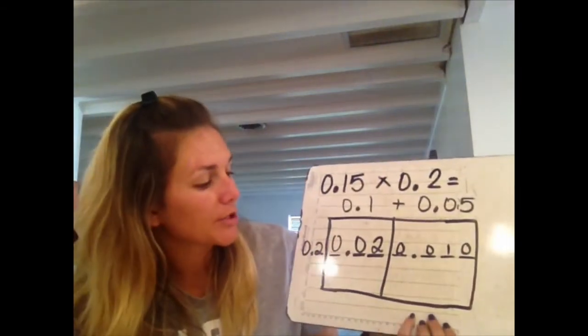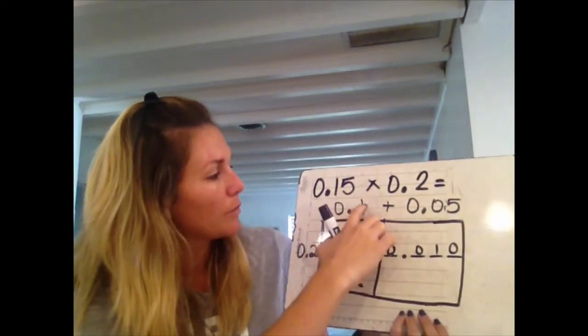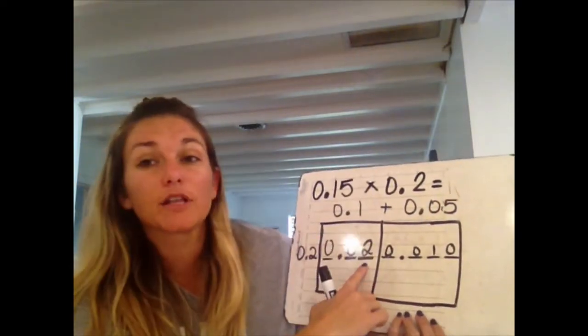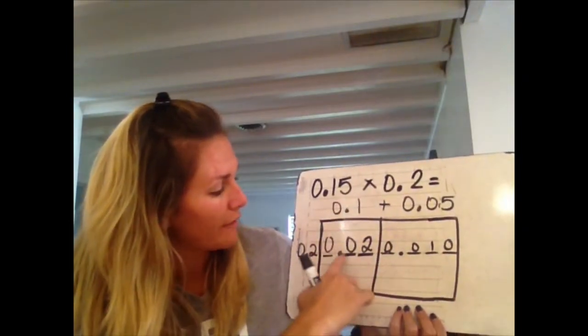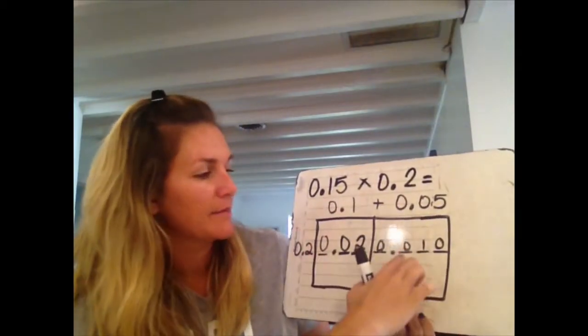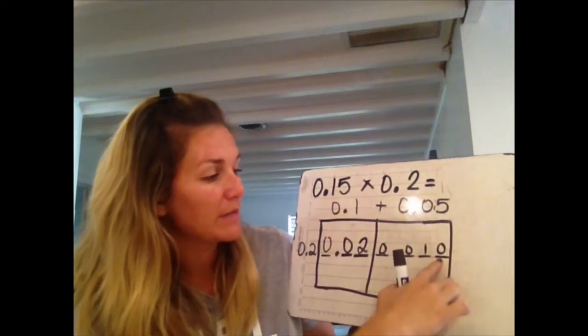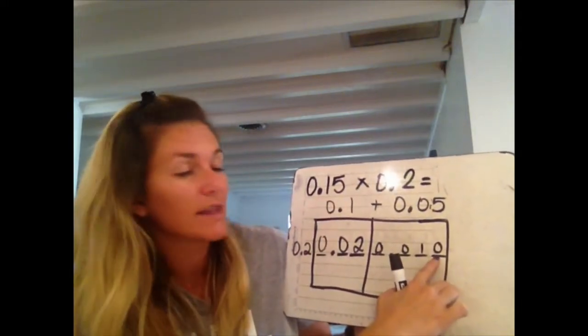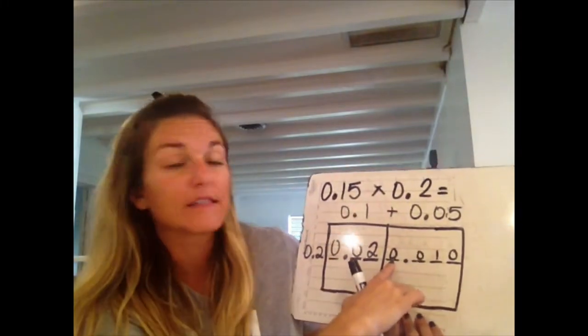So your area model should look a little something like this. I have 2 tenths times 1 tenth, which means I'm going to have an answer to the hundredths place. 2 times 1 is 2. I fill in my zeros. If I have a hundredth times a tenth, that means I'm going to have an answer to the thousandths place. 2 times 5 is 10. My 0 of my 10 goes in the thousandths place. My 1 is going to go in my hundredths place. And then I'm going to fill in my zeros.